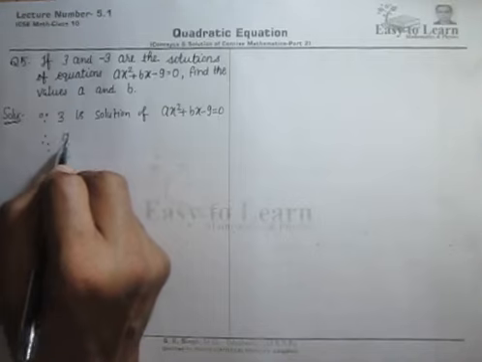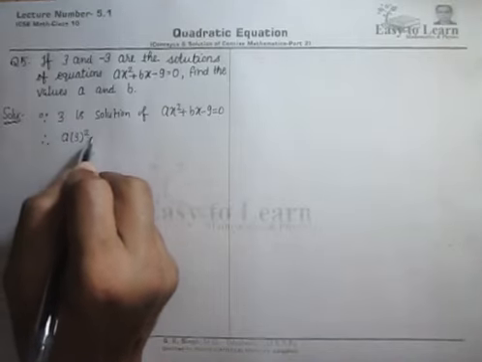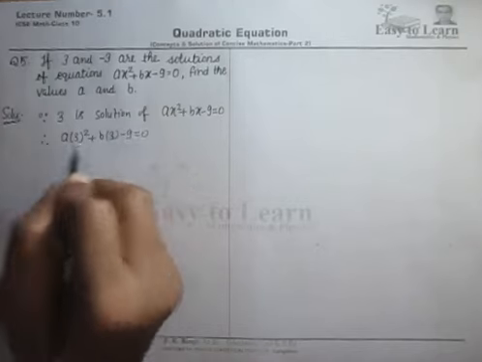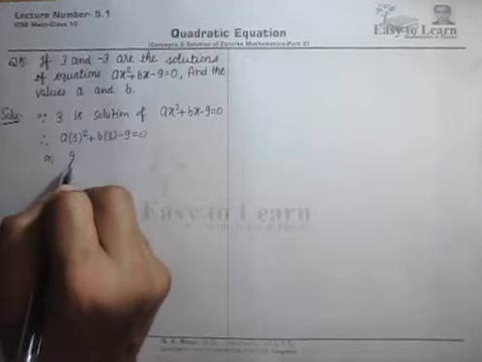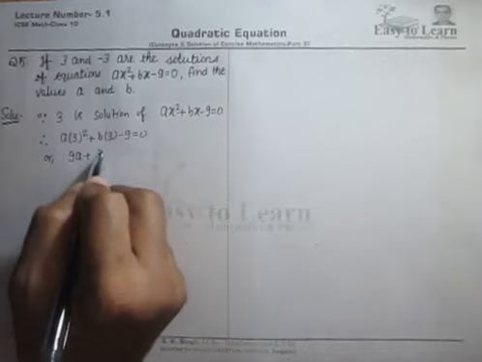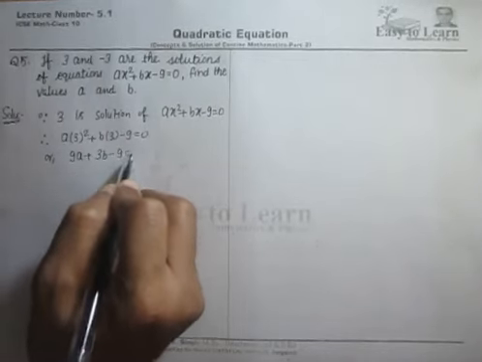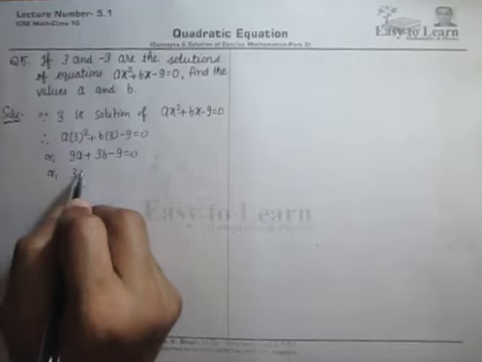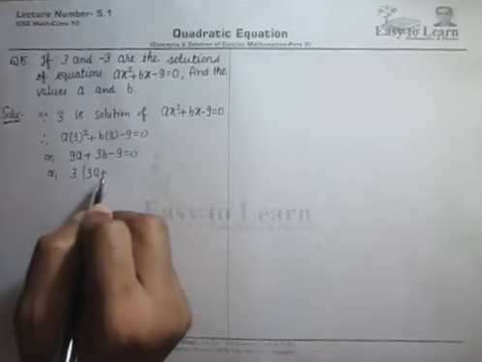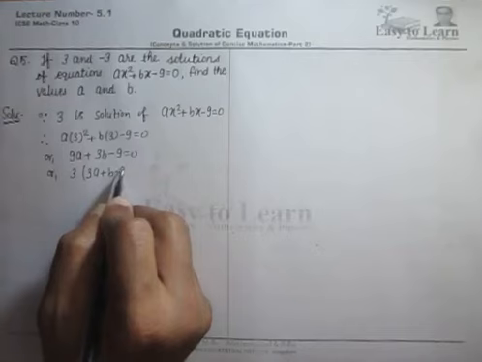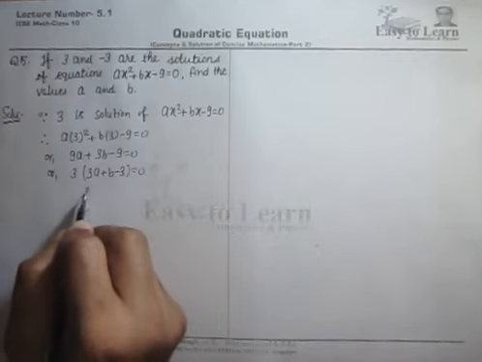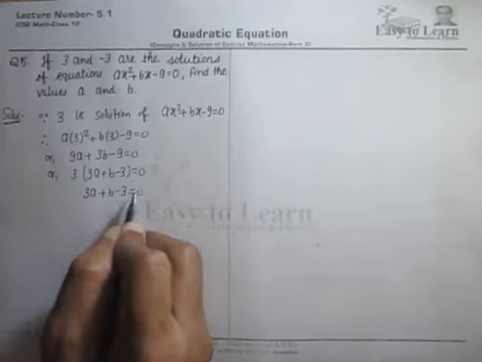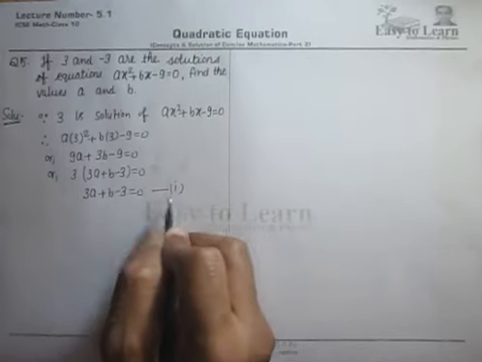So a × 3² + b × 3 - 9 must be 0, or 9a + 3b - 9 = 0. Now taking 3 common to make the equation easier, it will be 3a + b - 3 = 0. So the first equation we are getting is 3a + b - 3 = 0. This is equation number 1.